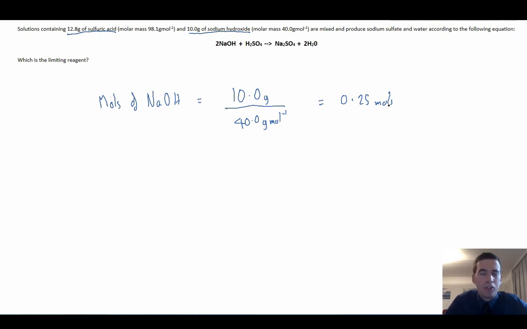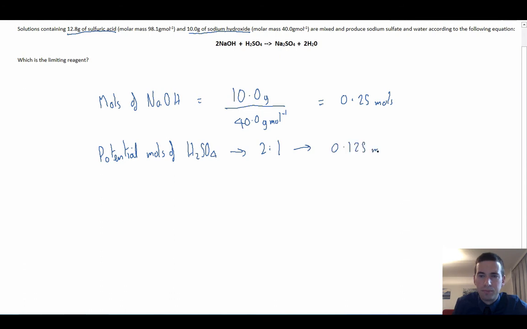We have to compare this to the other reactant to work out which one is the limiting reagent. Let's think, how many moles of sulfuric acid could react? Let's write potential moles of H2SO4, sulfuric acid. For this, you just use the ratio. The ratio between sodium hydroxide and sulfuric acid is 2 to 1. Therefore, we could potentially have 0.125 moles of sulfuric acid reacting with the amount of sodium hydroxide we have. So this is the potential amount of moles.